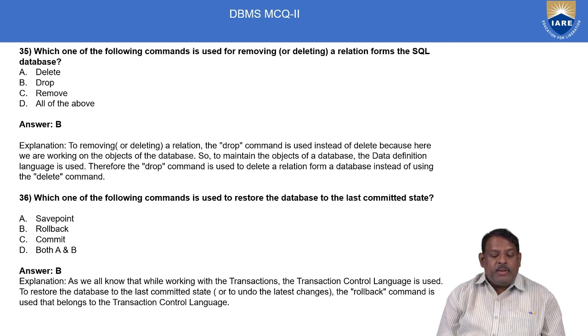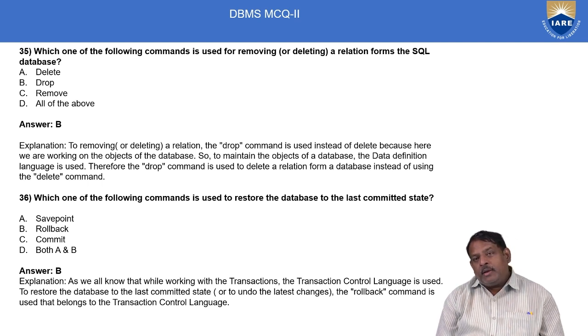Explanation: while working with transactions, the transaction control language is used to restore the database to the last committed state or to undo the latest changes. The rollback command, which belongs to TCL, is used. Rollback takes you back to the original state before making changes. If anything goes wrong, you can say rollback my changes. If you use a save point, you cannot do that, and if you use a commit, you also cannot undo the changes.